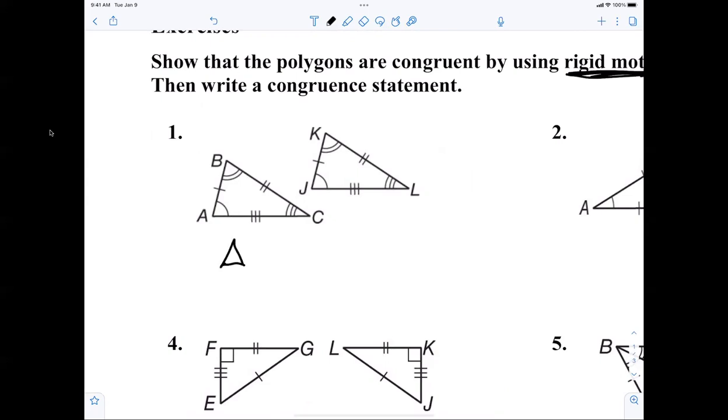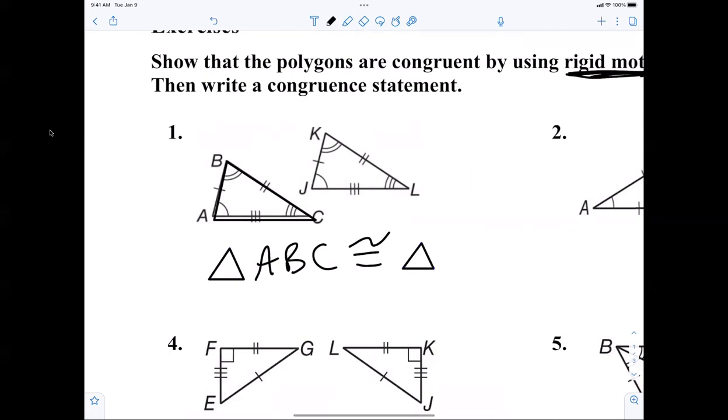Triangle. I'm trying to draw it with my iPad here. Triangle A, B, C is congruent to triangle. Someone help me. What? J, K, L. Wow, that was hard and exhausting.